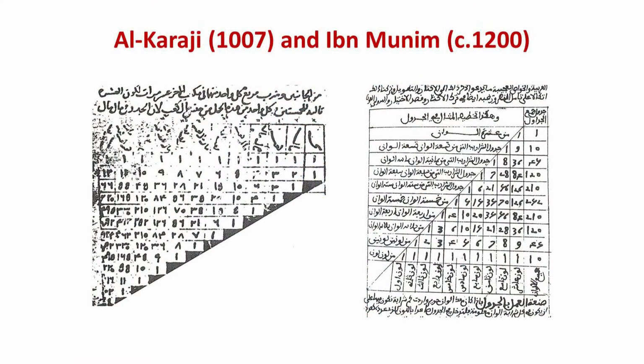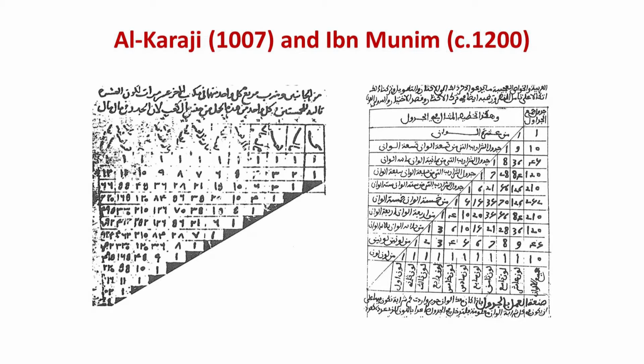On the left is the earliest known example of a Pascal triangle, or an arithmetical triangle, due to Al-Karaji from around the year 1007. On the right, you can see a slightly later one from about 1200 by Ibn Munim. This one is actually easier for us to read because the numerals that appear there are closer to the Hindu-Arabic numerals that we use today.